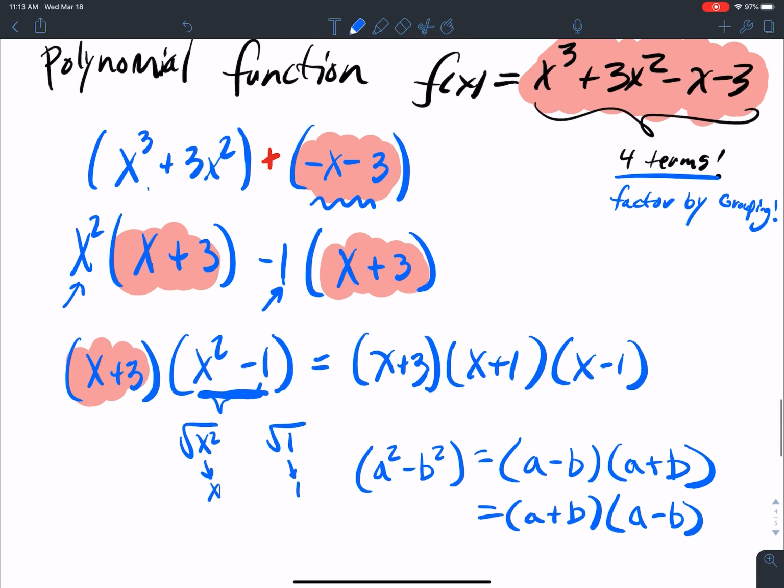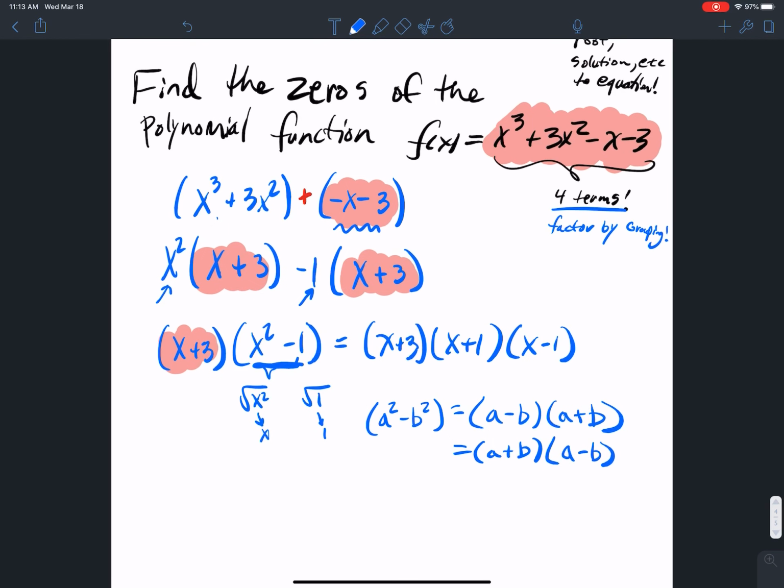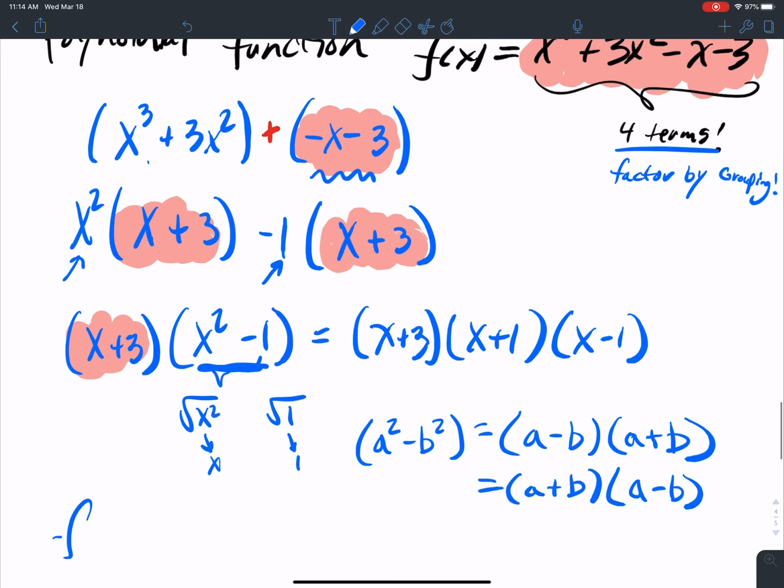Okay? So, what have I gained from this? It says find the zeros. What are the zeros? That's where if I plug in a number, I get 0. So how do I find the zeros? I take f of x and I set it equal to 0.